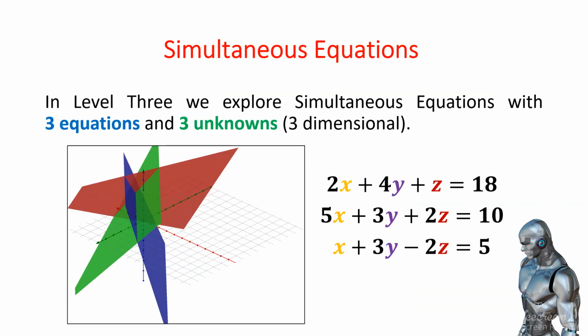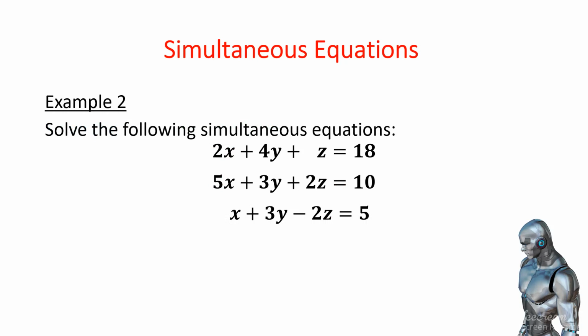Right, well now in level 3 we explore simultaneous equations with three equations and three unknowns. This is three-dimensional simultaneous equations. Our three unknowns are x, y, and z.